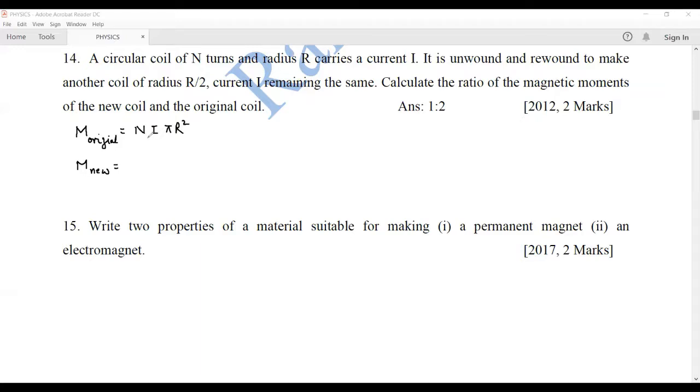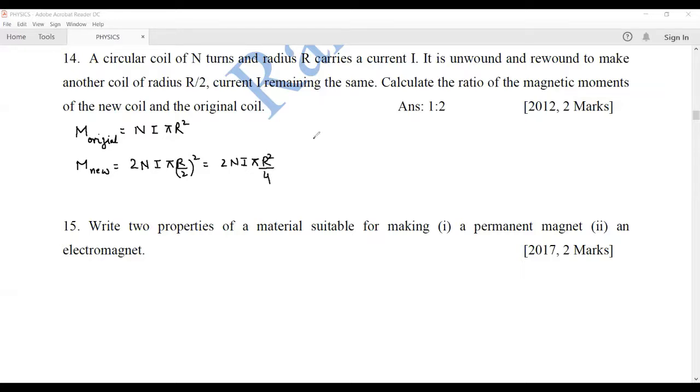Okay, now here the number of turns will become 2n. Why? Because the length of the coil is same. Now as the radius is made half, so the number of turns will be doubled. I, and the radius is given as r by 2. So this is equal to 2ni pi r square upon 4.